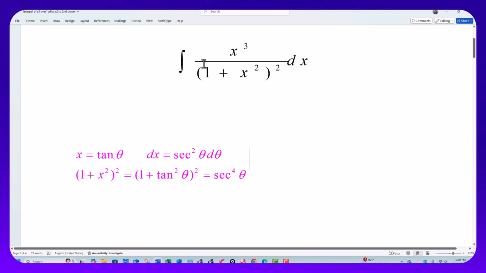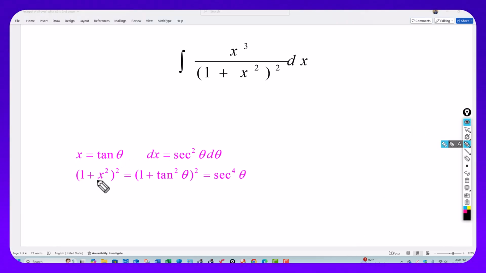So what I'm going to do now is transform this integral in terms of theta. I don't want any x involved. I want everything in terms of theta or d theta. So notice we'll have an x right here. In other words, I'm looking at the denominator first: 1 plus x squared, quantity squared. And x is tangent of theta, so let's transform that part.